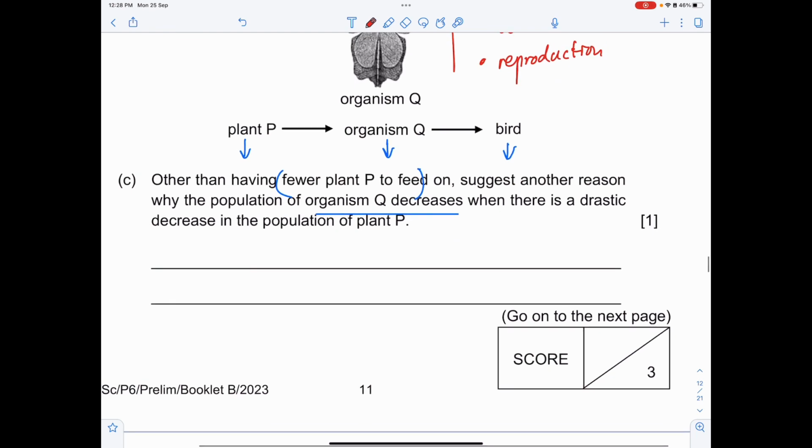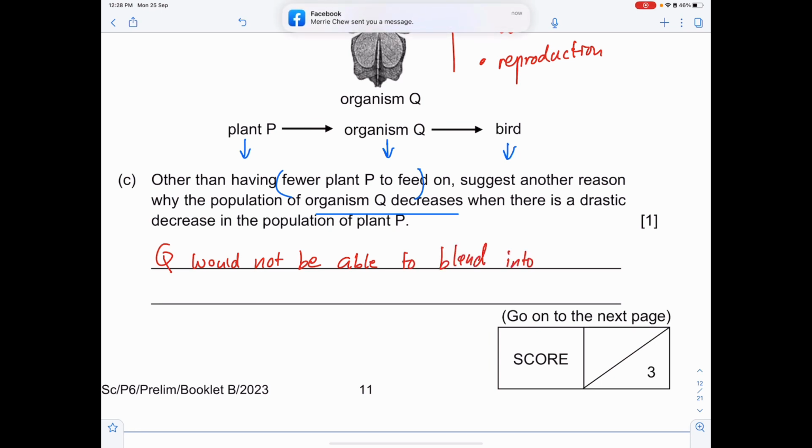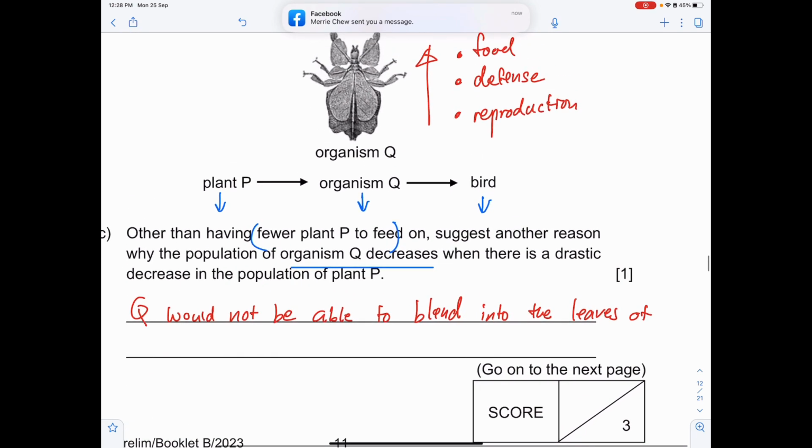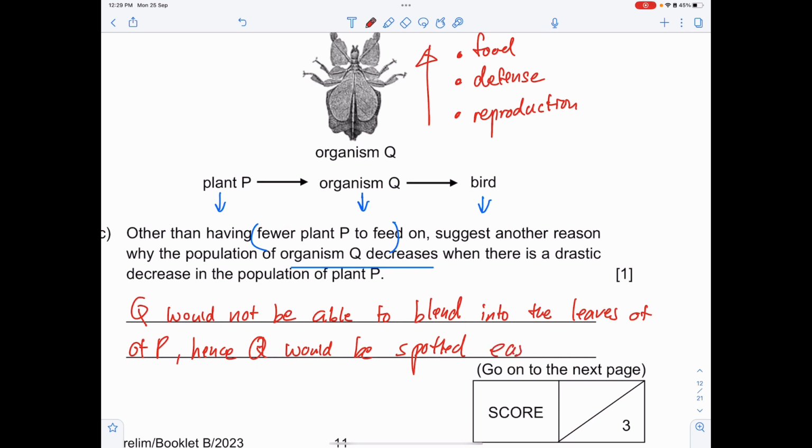So you have to say that Q would not be able to blend into the leaf of P. Hence, Q would be spotted easily by predators and eaten. Okay?